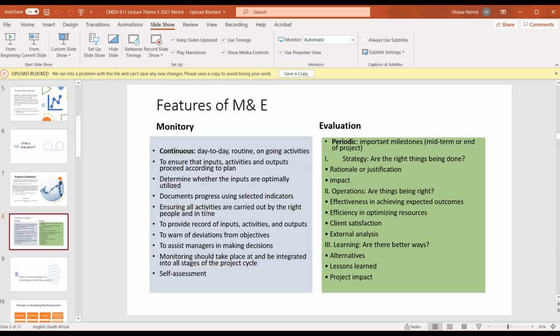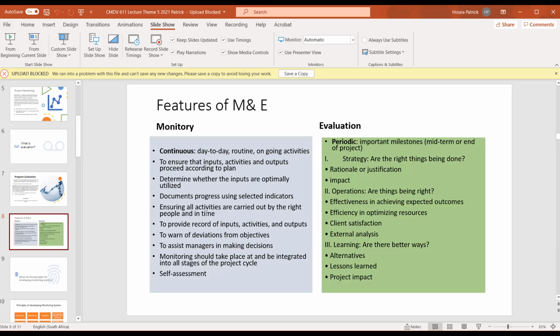right? Monitoring determines whether the inputs are optimally utilized. It documents progress using selected indicators. That's what monitoring does. And those indicators are always the milestones. And then it ensures that all activities are carried out by the right person and in time. It talks about performance. All these things relate to performance.